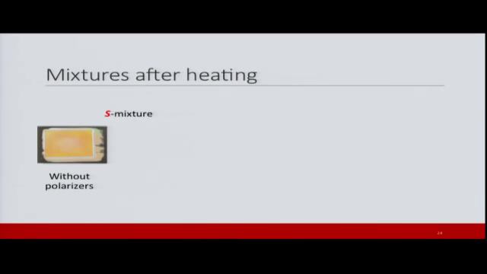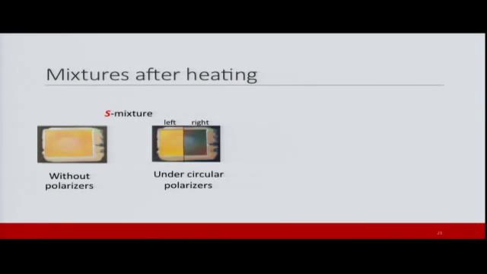So as you can see on this slide, there is an S mixture of the chiral dopant with MBBA and EBBA. And here is the same mixture, but the picture is taken through different circular polarizers, through the left and through the right. It's the same mixture. As you can see, the color is transmitted only through the left lens, and nothing can be seen through the right lens.